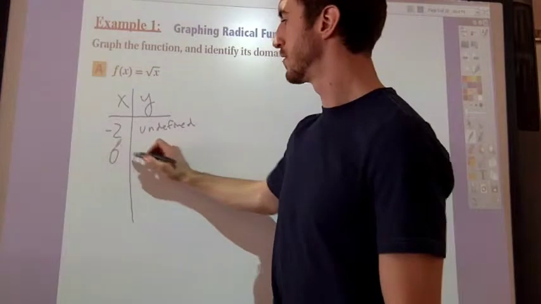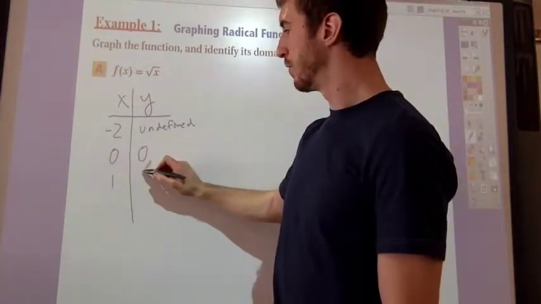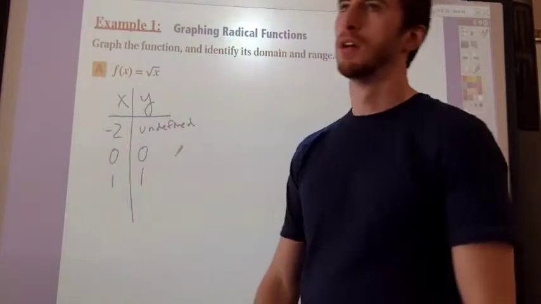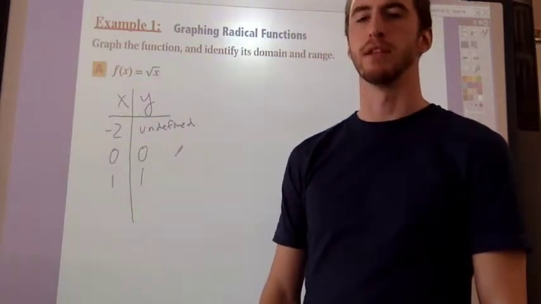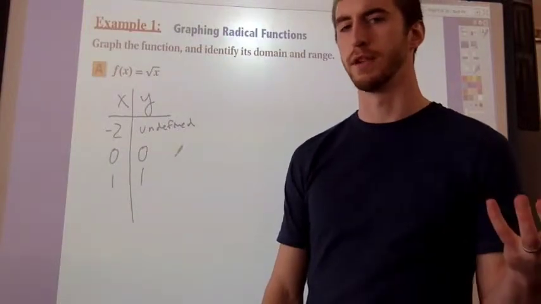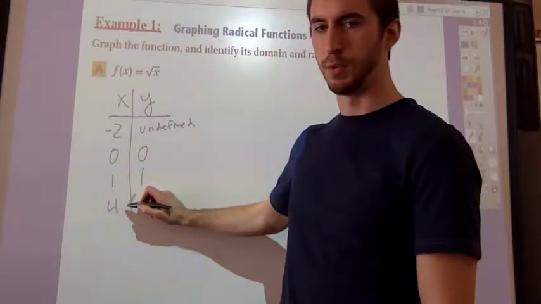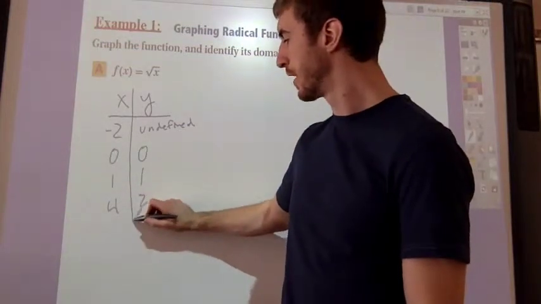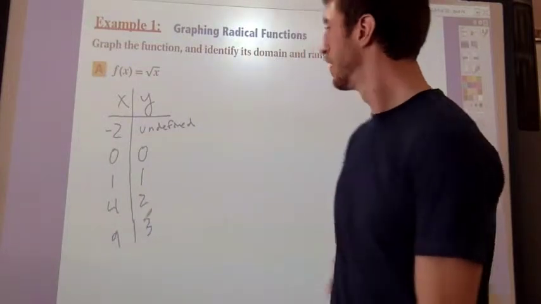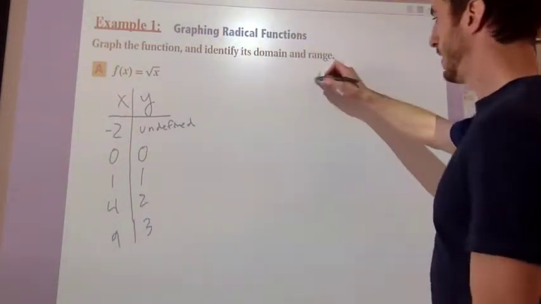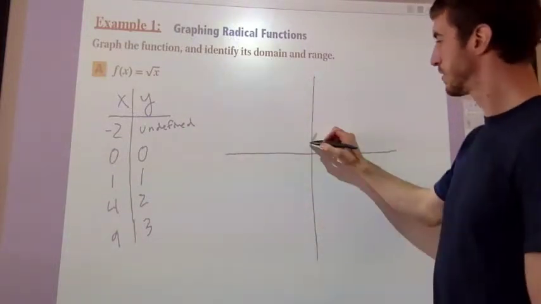Let's try 0. The square root of 0 is 0. Square root of 1 is 1. And then what's the next largest number that I know the square root of right off the top of my head? Probably 4. So I can plug in 4, and the square root of 4 is 2. I could also plug in 9 because I know the square root of that is 3. So then we can just plug in these values.